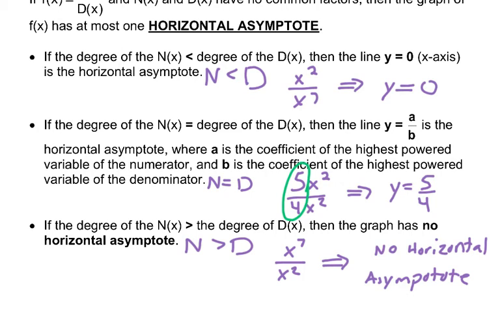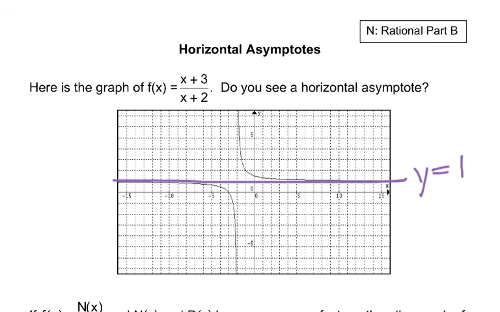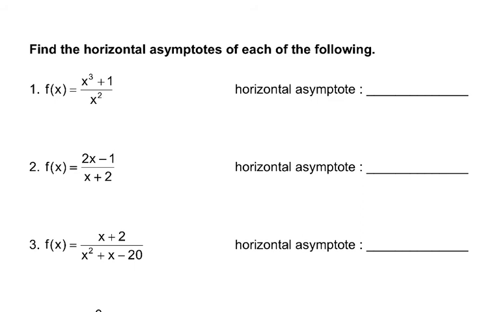And if we go back to the top of this page where we look at the graph, notice that both of these are x to the first, so they are the same. So really what we're doing is taking the numbers in front, which is y equals 1 over 1, or just 1. So we'll practice some of these.